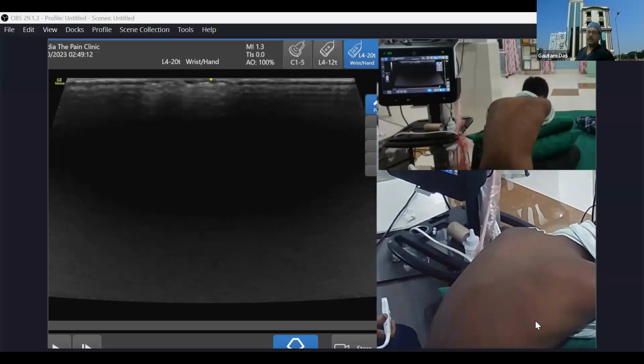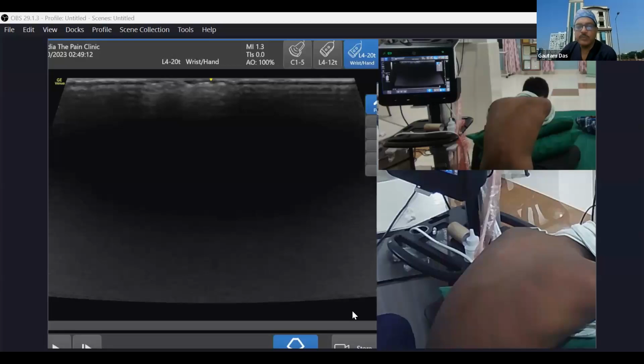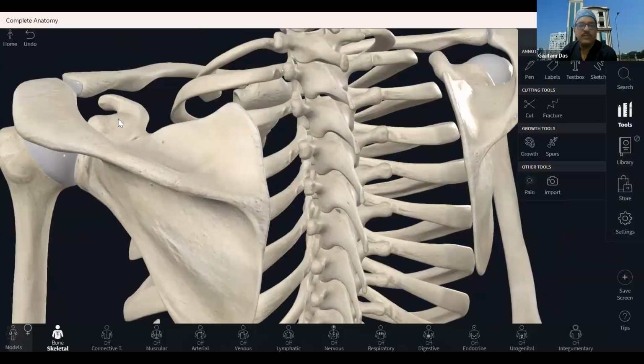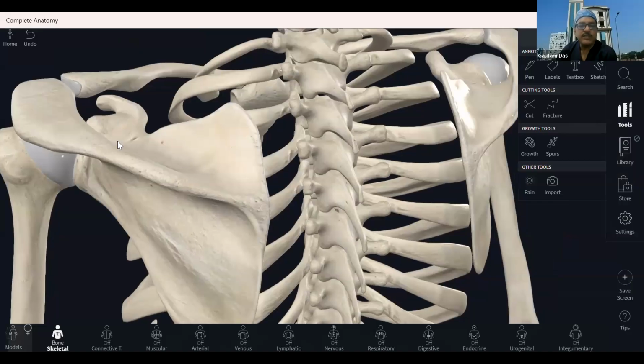You can do it at the suprascapular notch. But nowadays, let me show you the anatomy first, otherwise you will not be able to appreciate it nicely. So this is your suprascapular notch. This is the spine of the scapula. This muscle is the supraspinatus muscle.